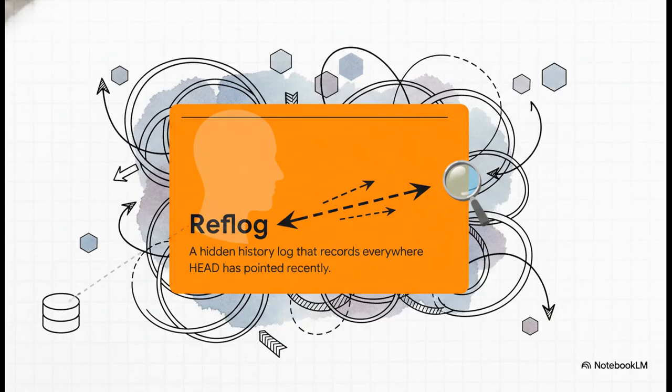Okay, take a deep breath. I promise you're going to be okay. Git almost never truly deletes anything immediately. It usually just hides things. Enter the reflog. The reflog is this incredible hidden local history log that basically acts like a treasure map. It literally records everywhere your head pointer has been recently. Every single checkout, every single commit, every single reset. It's all there. So those lost commits from your terrible reset, they are actually still sitting perfectly fine in the database, and the reflog has the exact hash pointing right to them.